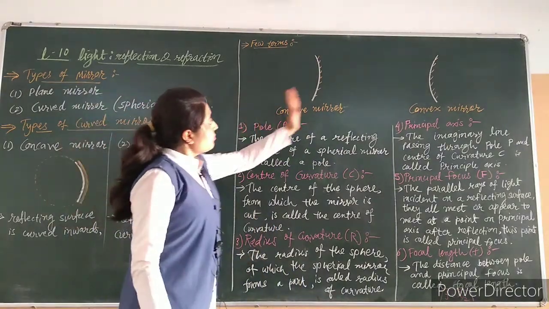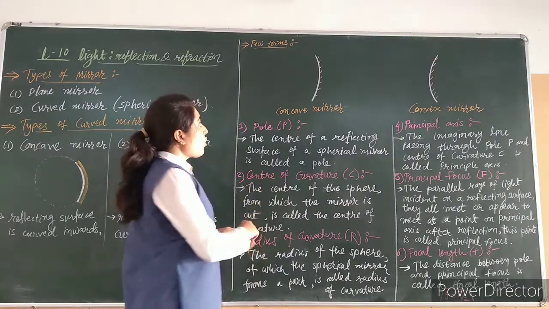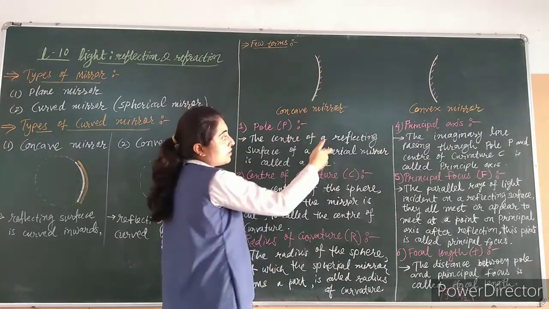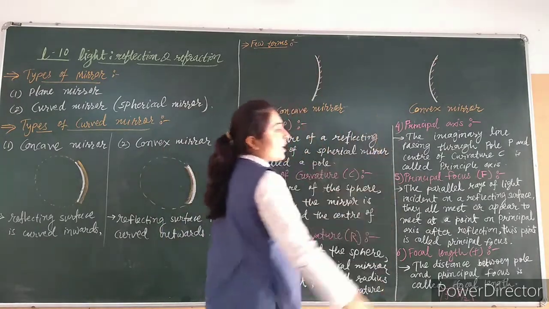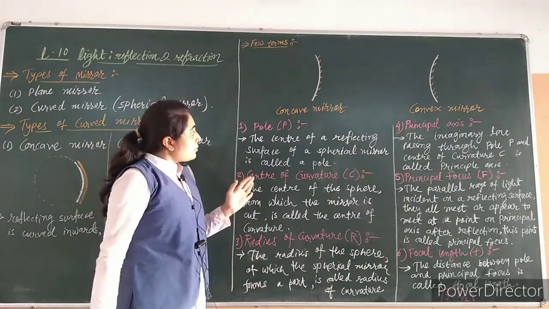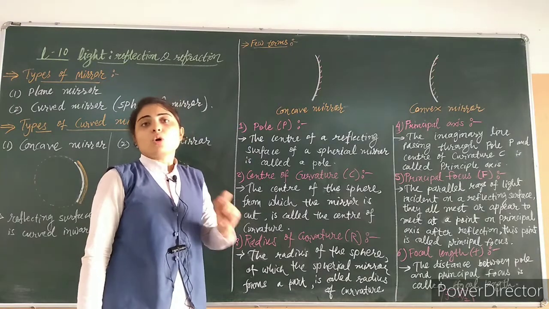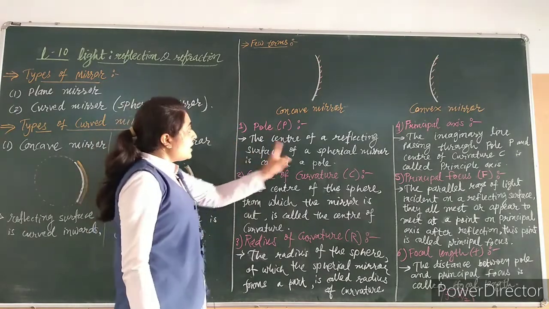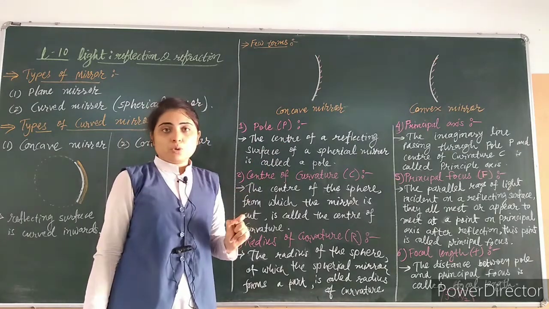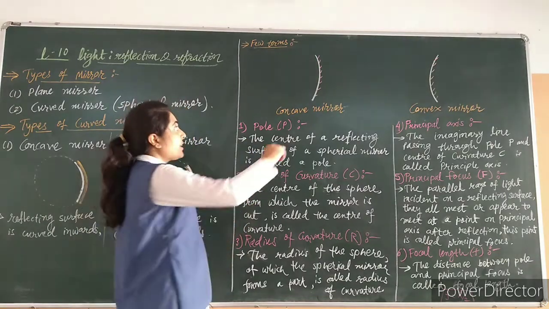I have taken two mirrors, one is a concave mirror, one is a convex mirror. Concave mirror reflects inside and is shaded outside. Convex mirror reflects outside and is shaded inside. Now, terminology. First is pole. What is called the pole of a mirror? The center of the reflecting surface of a spherical mirror is called the pole, which is denoted by capital P.